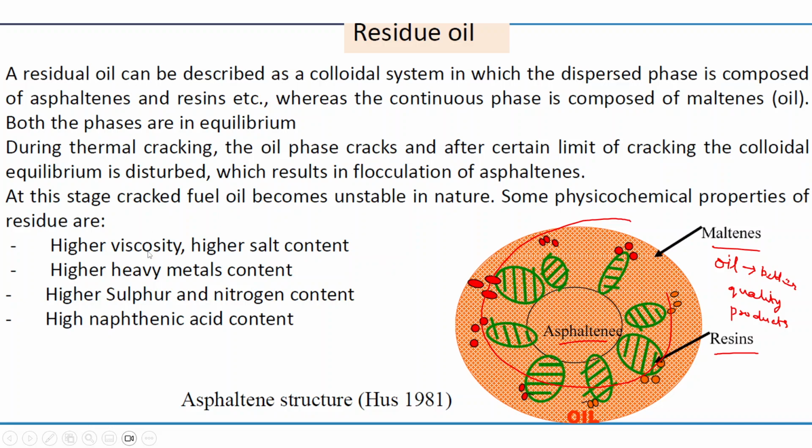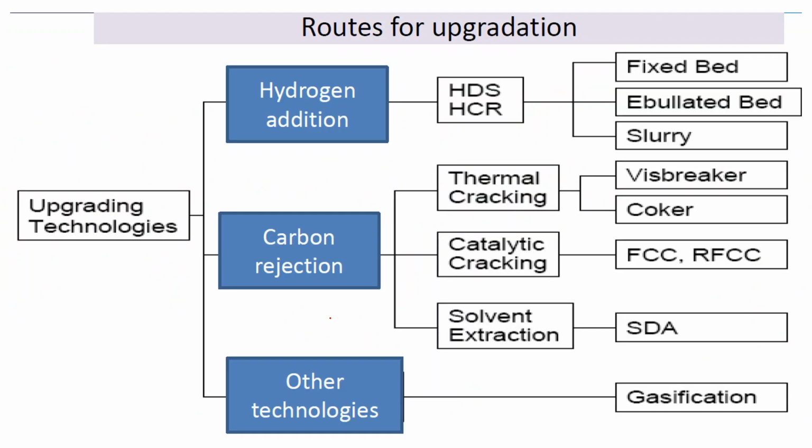So the residue we will be getting will have higher viscosity, higher salt content, higher heavy metal content, higher sulfur and nitrogen content, and high naphthenic acid. So there are various routes of upgradation, routes to extract the lighter fractions from this residue oil. There are various methods to do so.